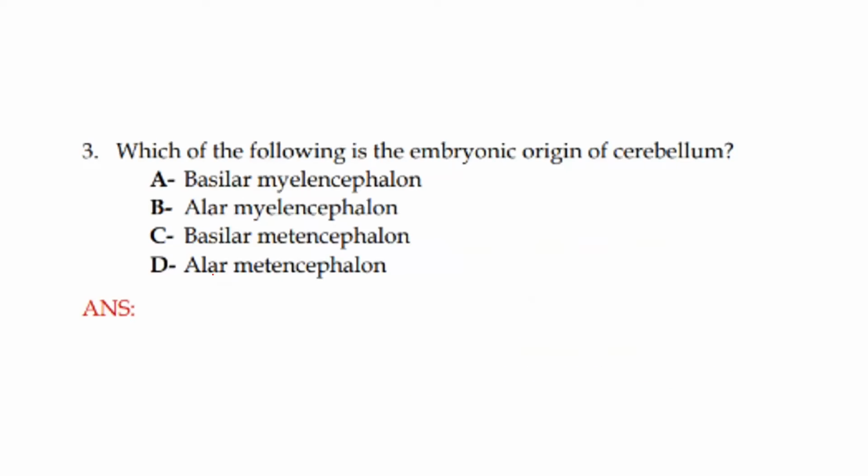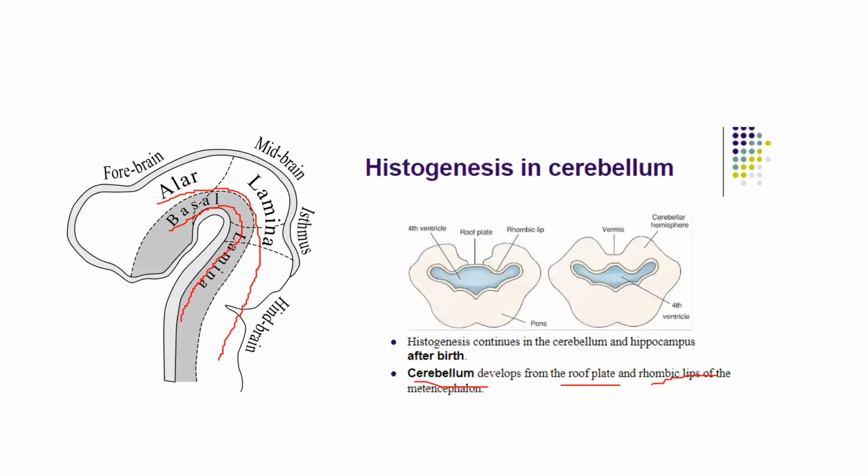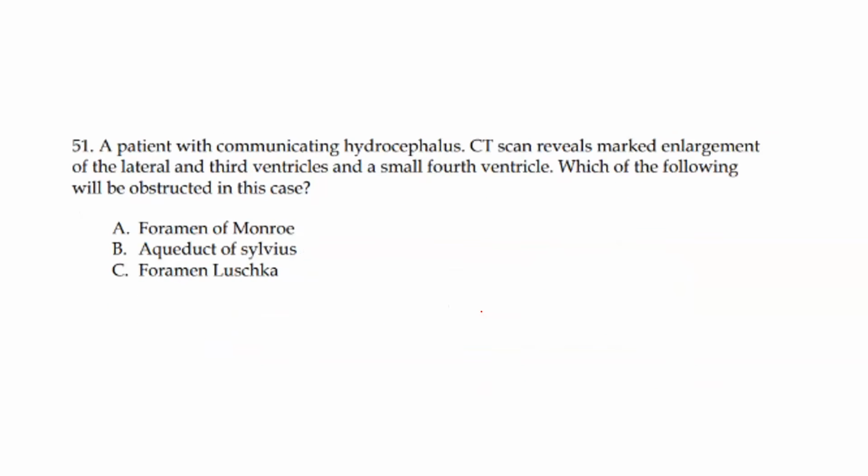So in this case, like we said, the alar metencephalon is going to be the answer, because the alar plate is the one that's going to be forming the roof, as well as the rhombic lips. It's going to form the cerebellum. All right. Hopefully that's clear.